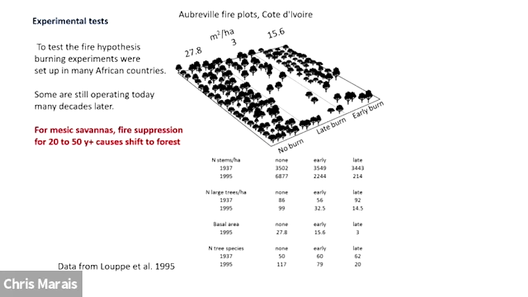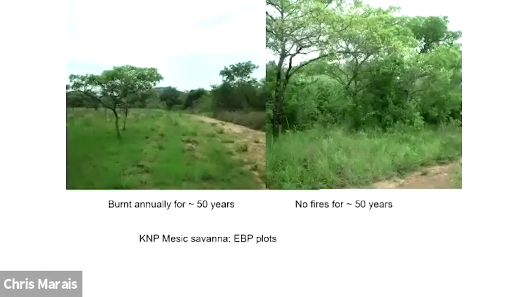So what's happened here is with no fire, there are basically 10 times more tree biomass in the absence of burning. And what's happened to this system is it's shifted towards a forest. The early burns, it's 5 times more biomass just by shifting the fire season. So fire is profoundly important in constructing the biomes of Africa. Here's just a local example from Kruger National Park on the left, burnt every year for 50 years, and on the right, where fire's been suppressed for 50 years, and it's turning into a forest.